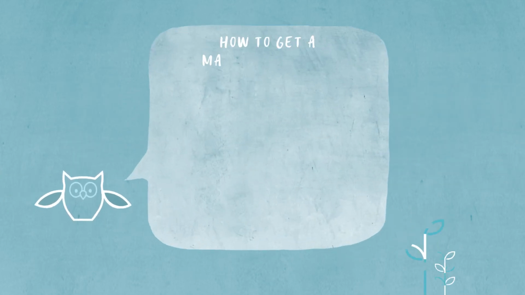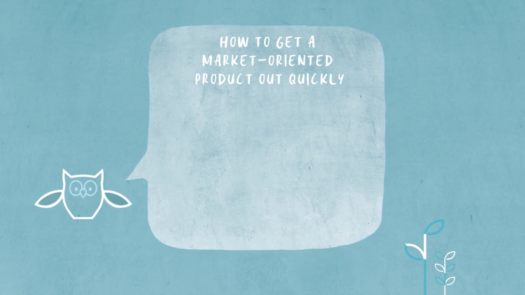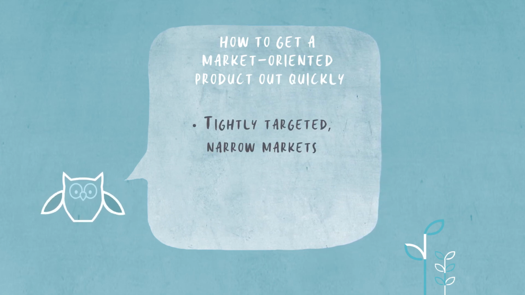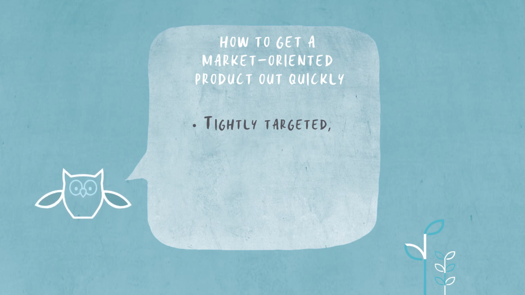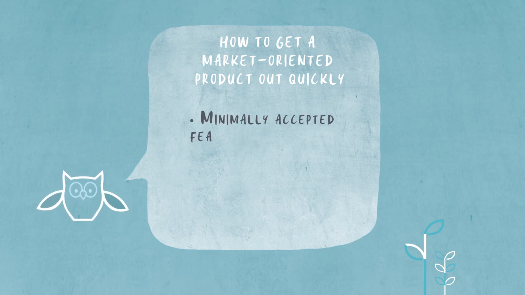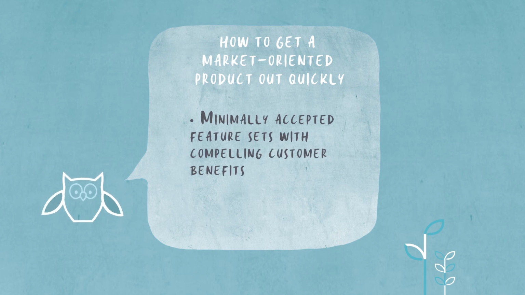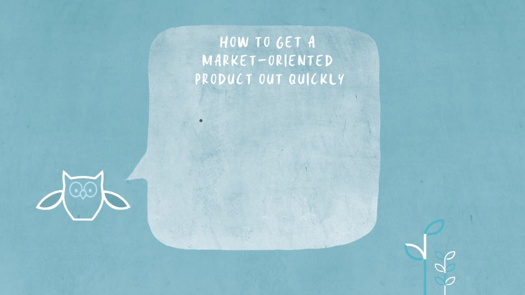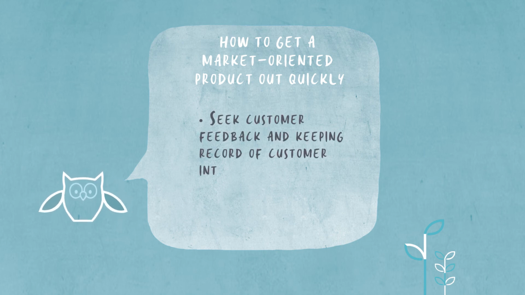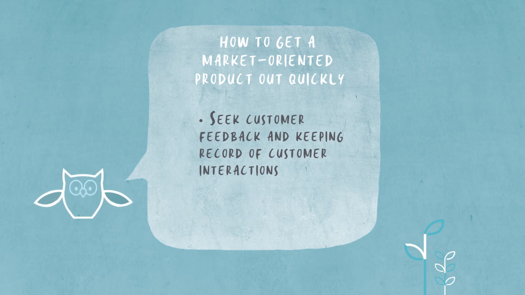To get your product out quickly, you need to have a targeted, narrow market and know how sales happen for that group. The minimally acceptable feature sets with the correct customer benefits for your target segment are key to entering the market quickly. Seeking feedback from your customers and keeping records of customer service interactions are particularly important in helping to continuously improve your product in this early stage.